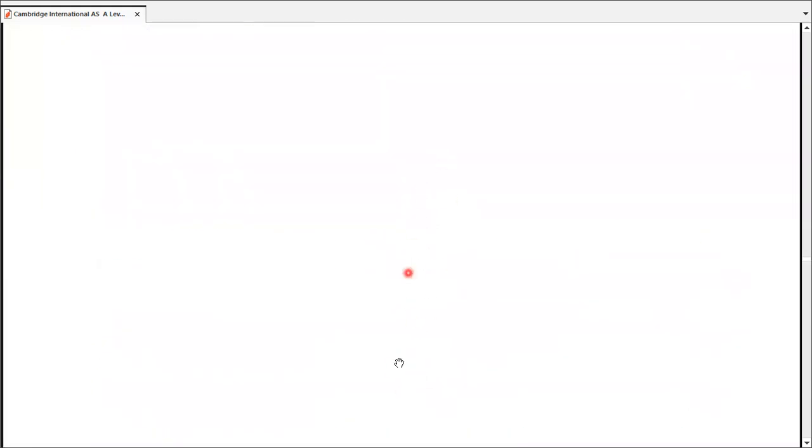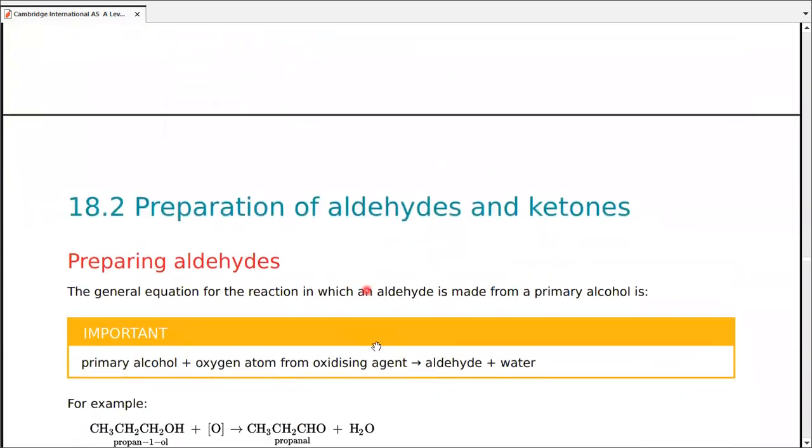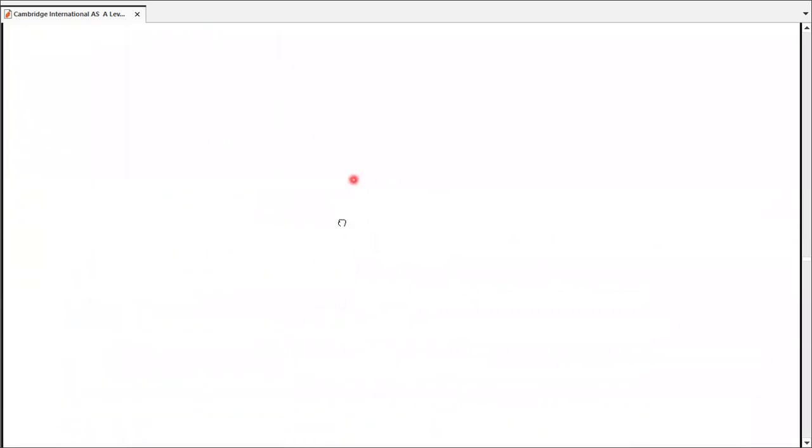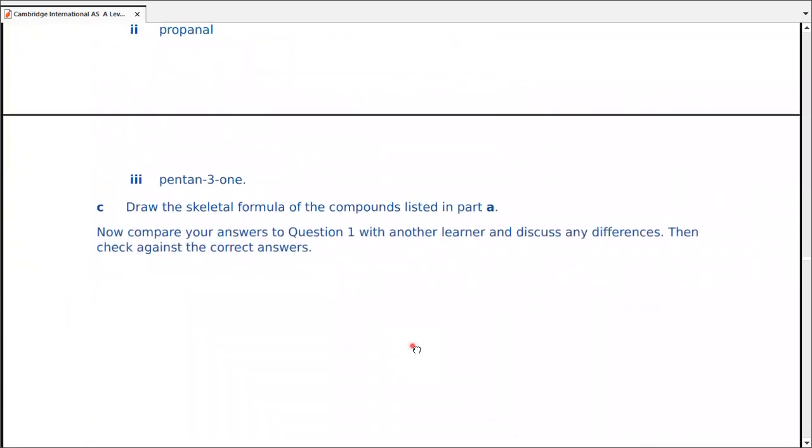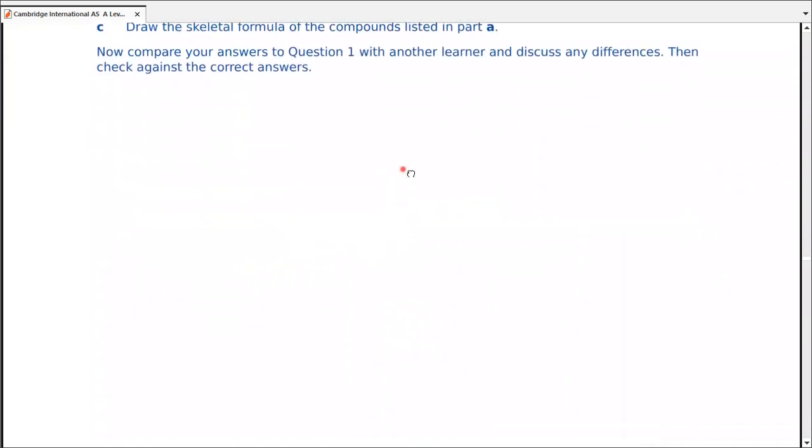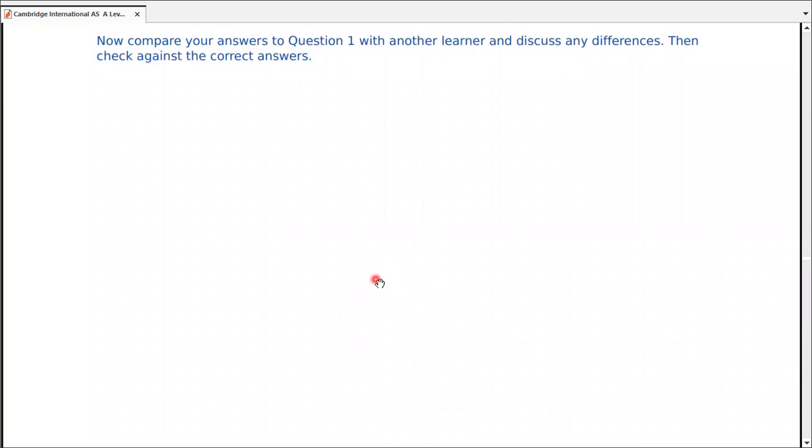So moving on. Before we move on, would it be okay if you can go through their skeletal structures yourself? Yeah, sure.